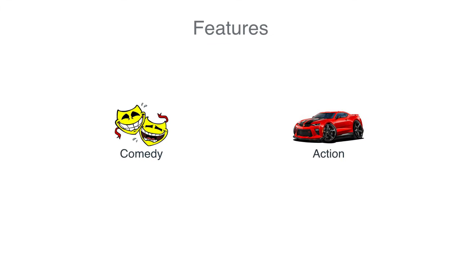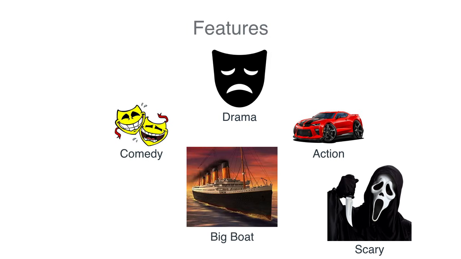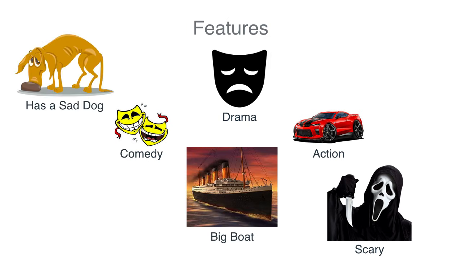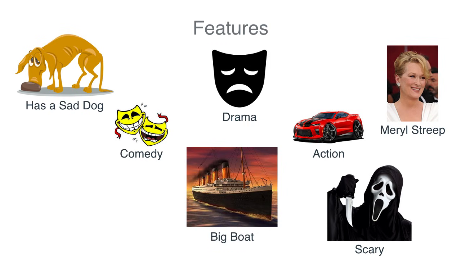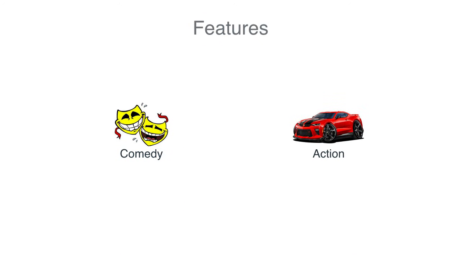So a feature in a movie can be anything. It can be, for example, if the movie is comedy, if it's action, maybe if it's drama, scary. Other features can be, maybe does it have a big boat? Does it have a sad dog? Is Meryl Streep in it? Or does it have a sexy Canadian guy called Ryan? It can be pretty much anything we want. So let's look at, for example, 2 features, comedy and action.